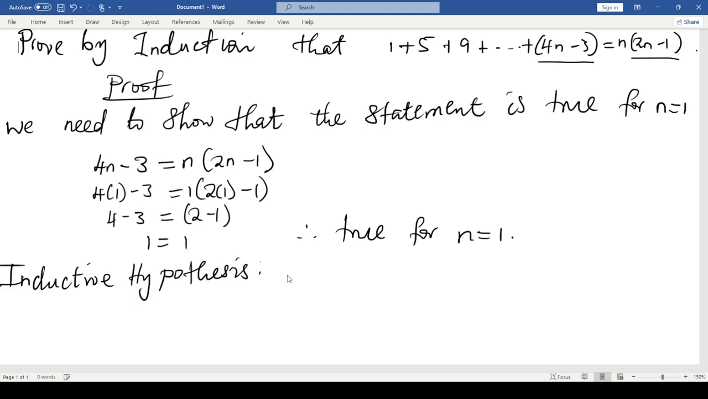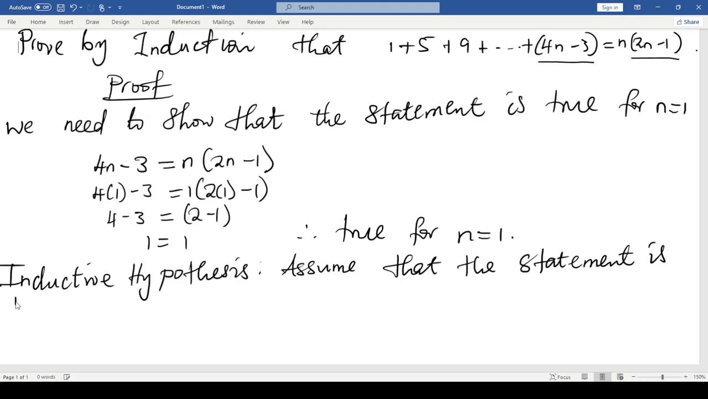Okay, so inductive hypothesis, just like the previous examples, here we make an assumption, or we assume that the statement is true for n equals to k. So here we just make an assumption that the statement is true for n equals to k. So there's no need of solving anything here. So you just get the expression the way it is here.